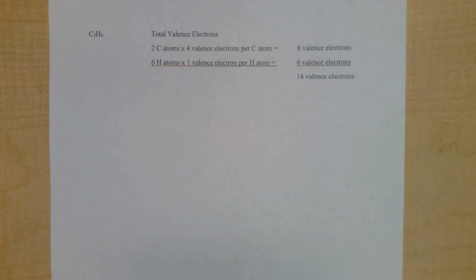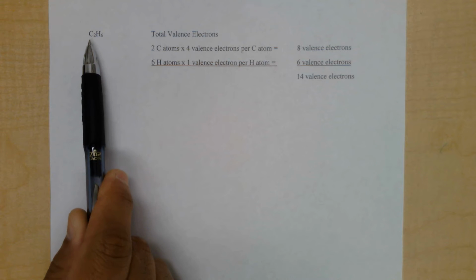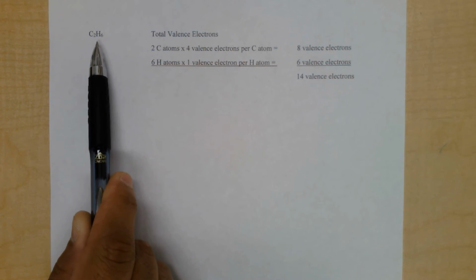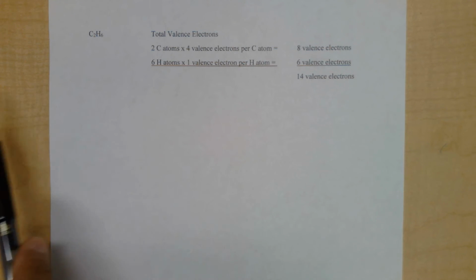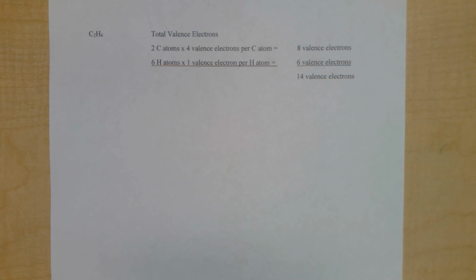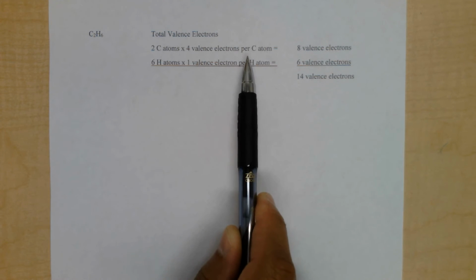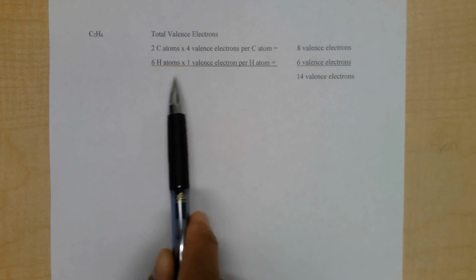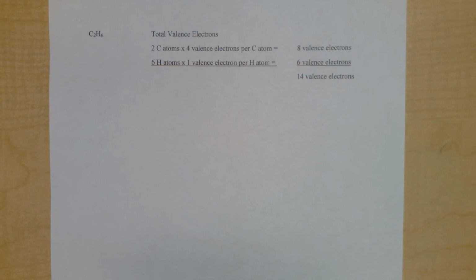Let's look at the Lewis structure of ethane, C2H6. The total valence electrons are 14. These electrons come from 4 valence electrons for each carbon atom and 1 valence electron for each hydrogen atom.